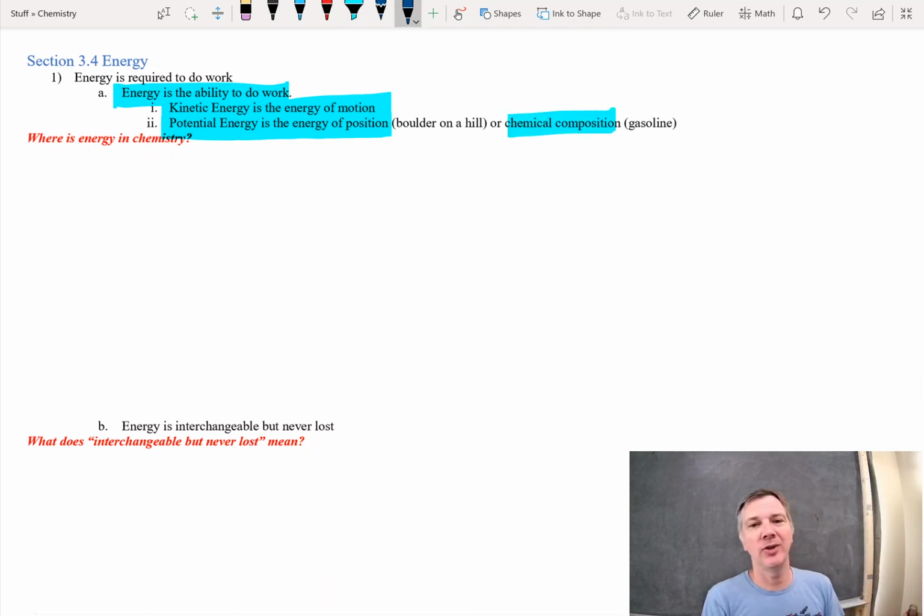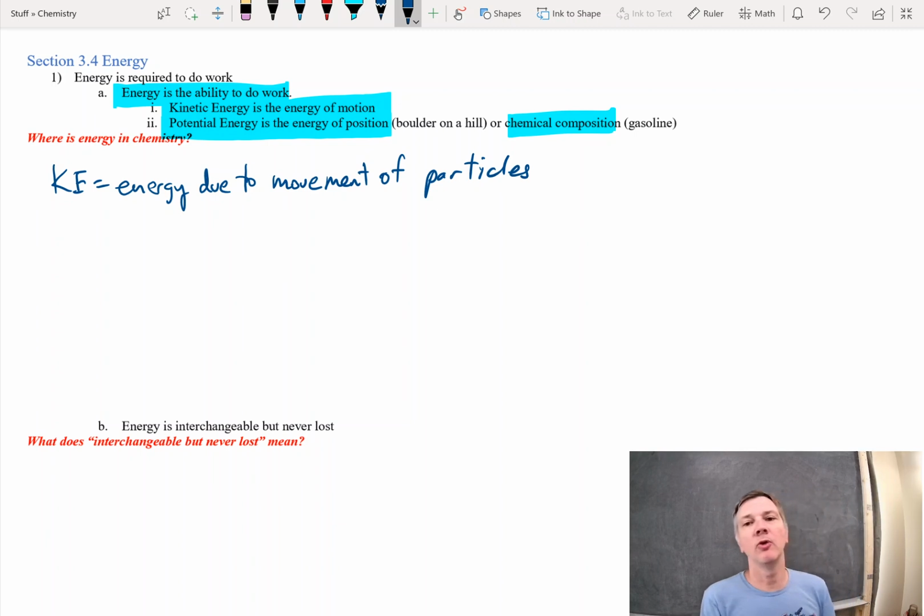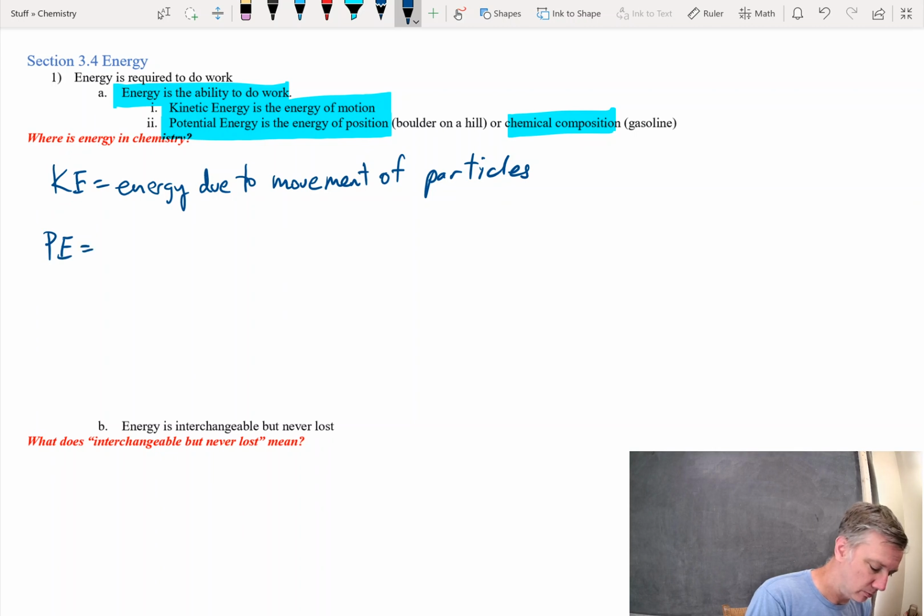So what is energy in chemistry? Kinetic energy is the energy due to the movement of the particles. So the more those particles move around, the greater their kinetic energy. The slower they move around, the lower their kinetic energy. And then we have potential energy. And potential energy is due to attractive forces.